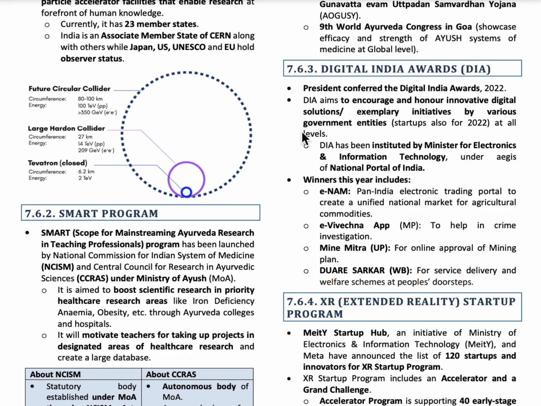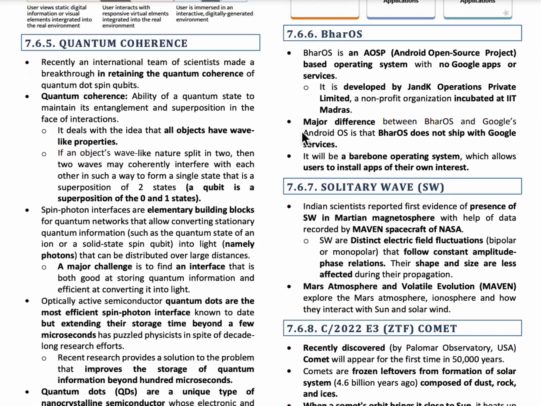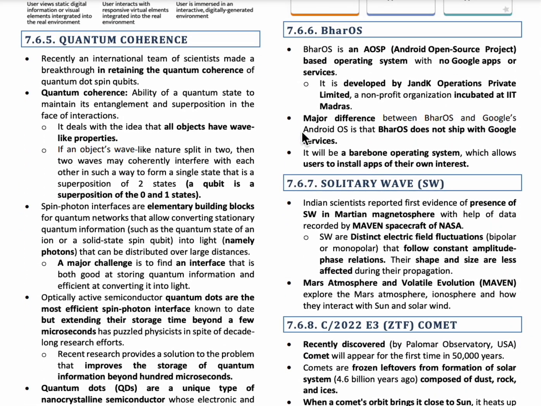All these are the four digital apps awarded under the Ministry of Electronics and Information Technology. The next topic is quantum coherence. It is the ability of the quantums to remain in their entanglement or superposition during interactions. A team of international scientists made it possible to retain quantum coherence of quantum dot spin qubits. Quantum dots are used in photoconductors and photodetectors, biomedical and environmental applications, LEDs and display applications.